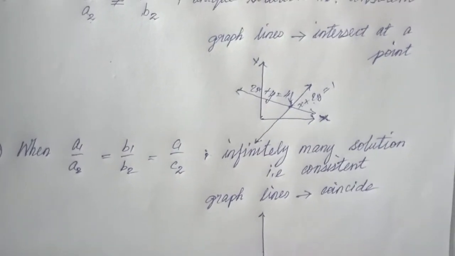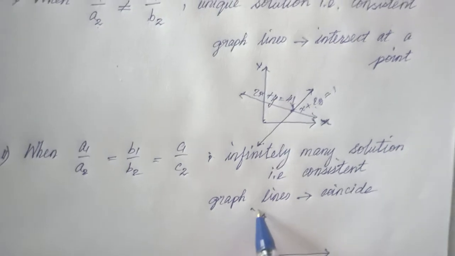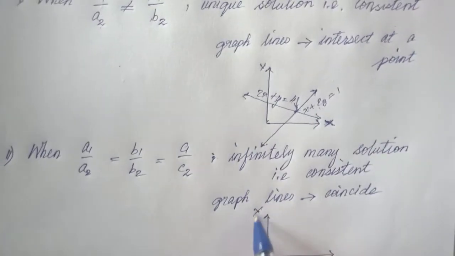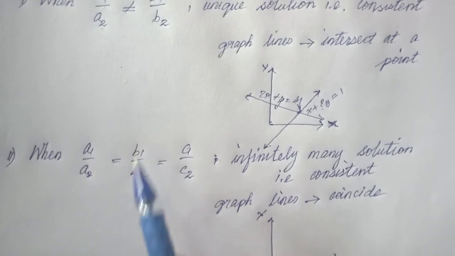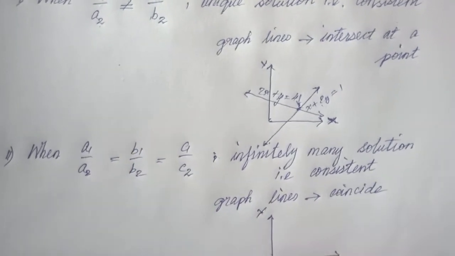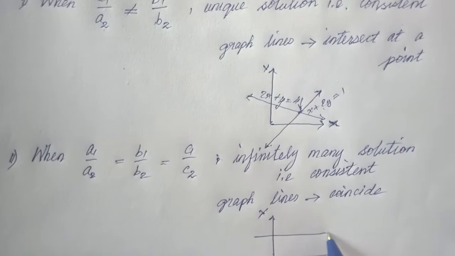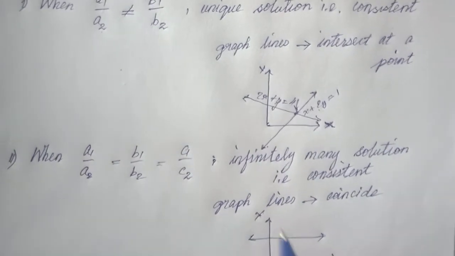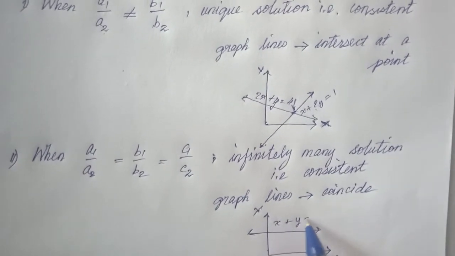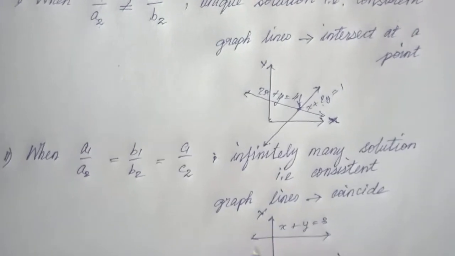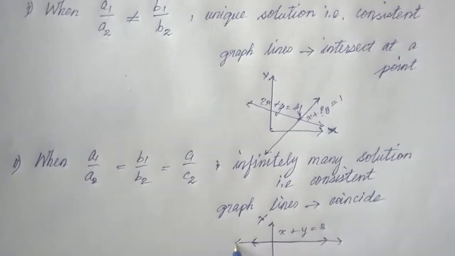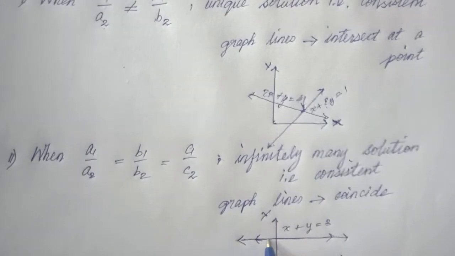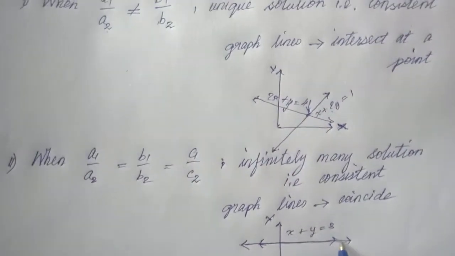See, this is the y-axis and this is the x-axis. If we have infinitely many solutions, that is A1 by A2 is equal to B1 by B2 is equal to C1 by C2, that means the two lines, suppose this one is the line formed by x plus y equal to 3. The other line is also here. So it intersects at many points. All the points coincide.